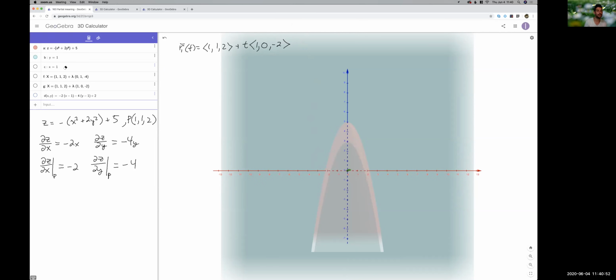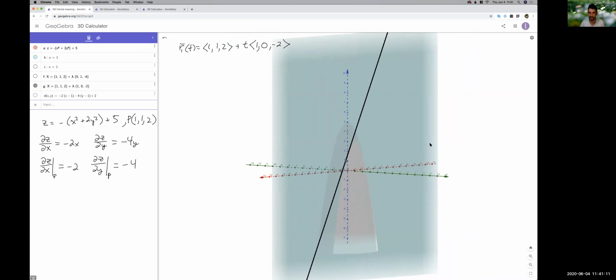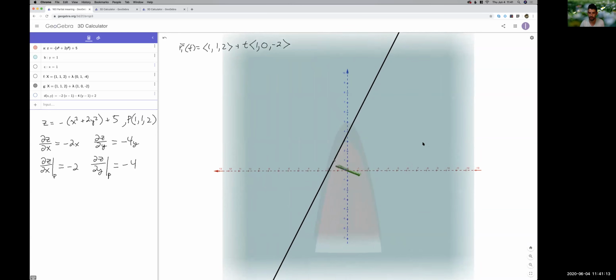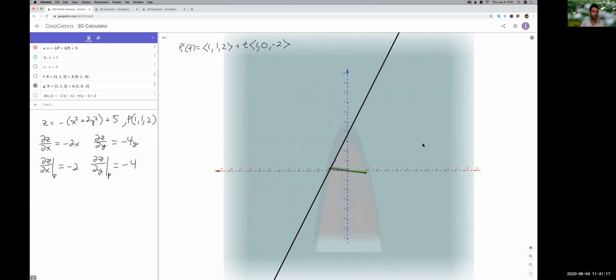So if I put in this equation that we just came up with, it is this one, right? We see exactly what we predicted, a tangent line that lives in this plane. Notice it's in the plane and intersects the line of intersection, the curve of intersection, at that point, right?